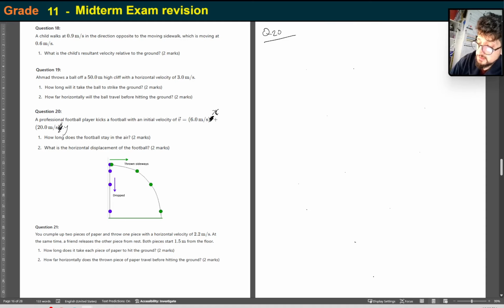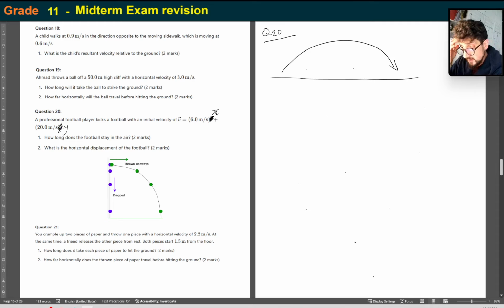I'm not focusing. Now this time we've got a field and we've got a ball that's being kicked, and it's a parabola. And what we've got here is the initial y velocity, which is 20 meters per second, and the initial x velocity, which is 6 meters per second. And that's all we've got. Then it says how long will it stay in the air. So this here is called the hang time. That is what they're looking for.